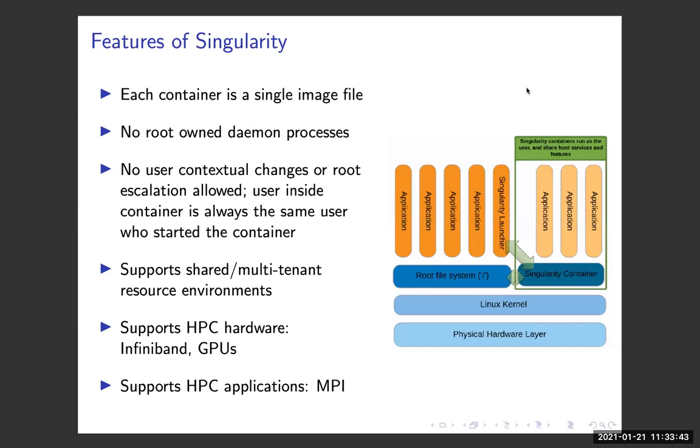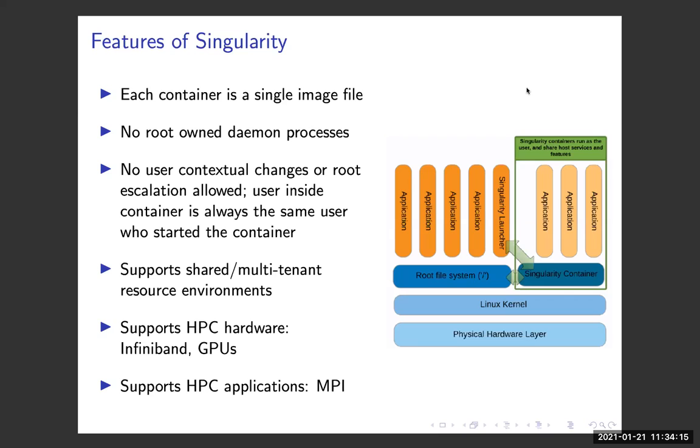So these are some of the features of Singularity, which I've touched upon already. One thing that's different about Singularity versus Docker, if you're familiar with Docker, is that each container image for Singularity is a single file, right? So there's not this whole layering structure that you find in Docker, which can be a good thing or a bad thing depending upon the situation.